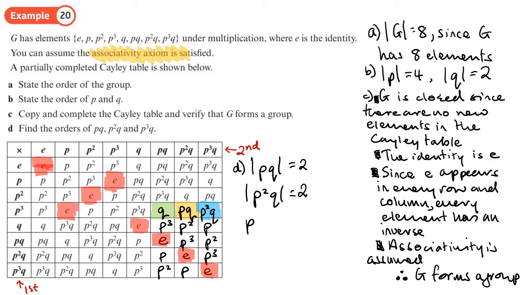And then the last one, the order of P cubed Q. Again, looking at the table, there we go, it appears here. So again, the order is 2. And although the question doesn't ask it, all of these elements here are self-inverse. Any element that has an order of 2 is self-inverse.